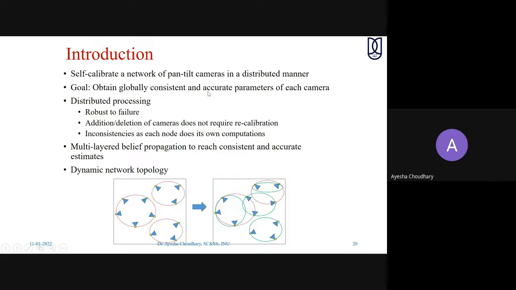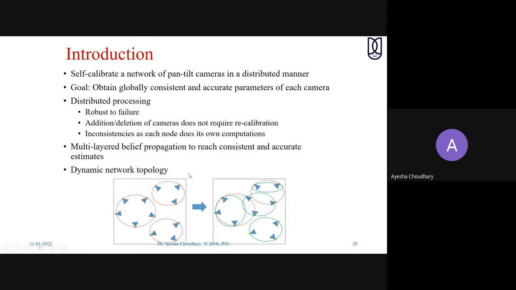Because if I want to place a person in this complete camera network, suppose I say this person is over here, I should be able to give the world coordinates whether I am viewing it from all of these cameras in one coordinate system. So the important part over here is getting everybody in the same coordinate system. So that is what will give us the globally consistent and accurate parameters. We need all of these camera parameters to be in the same world coordinate system.